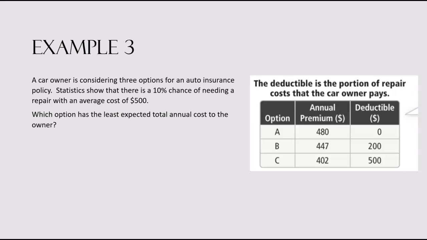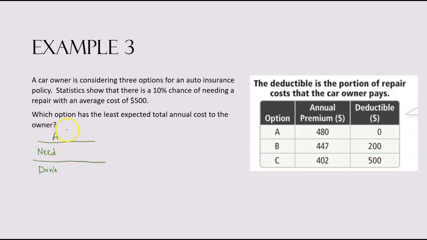All right. The next example is about how to figure out which insurance plan is the best option. A car owner is considering 3 options, and even though this looks like a table, we're going to do things a little differently in this one. There's one option where we have an annual premium of $480, and so for option A, there are 2 possible outcomes. One outcome is that we need a repair, and one outcome is that we don't.